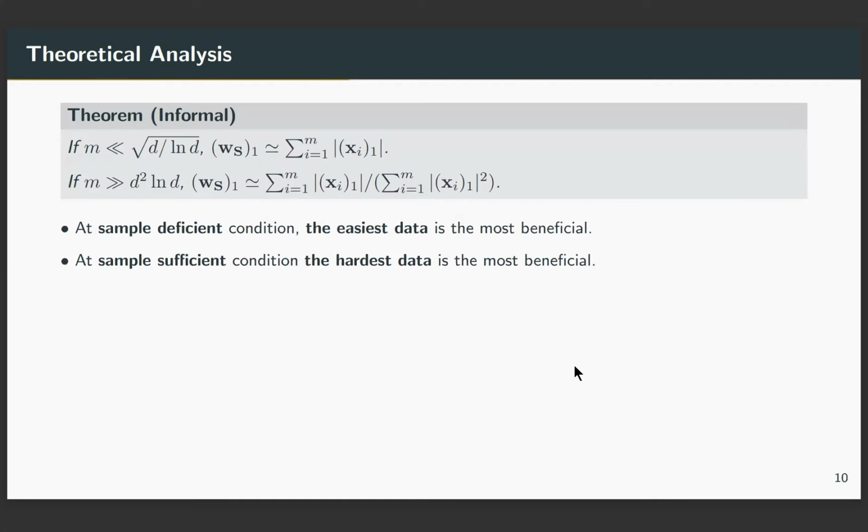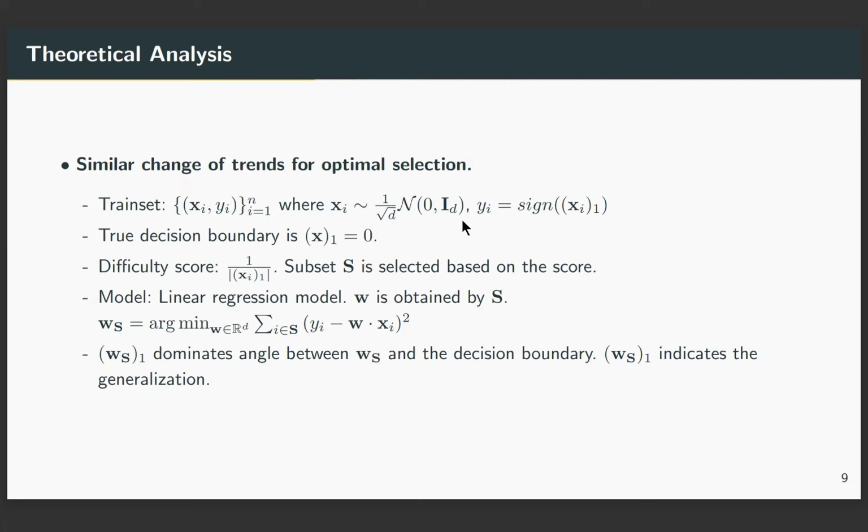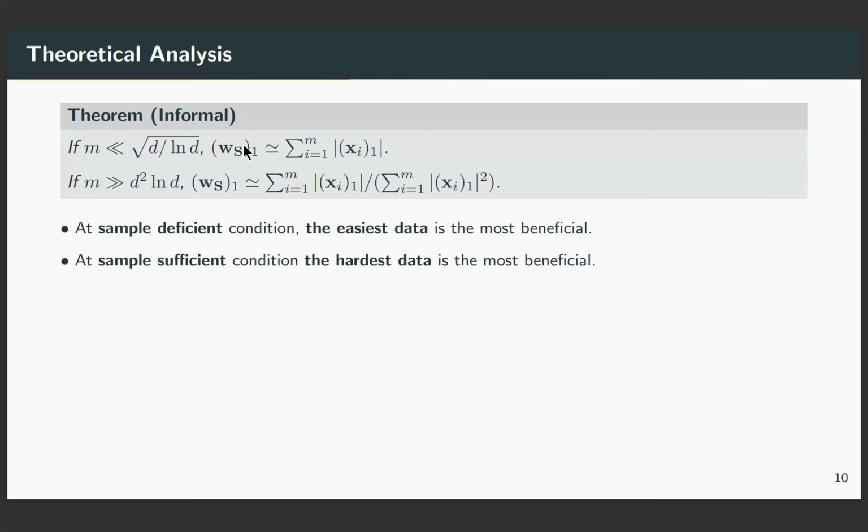As a result, if M, the size of the subset, is smaller than square root D over ln D, where D is the dimension of the data distribution, WS1 is expressed as the sum of absolute xi1. So data with big xi1, in other words the easy data, results in better generalization. Otherwise, if M is bigger than square root D over ln D, WS1 is expressed as the sum of xi1 over the sum of squares of xi1. And this term has a bigger value when xi1 has a small value.